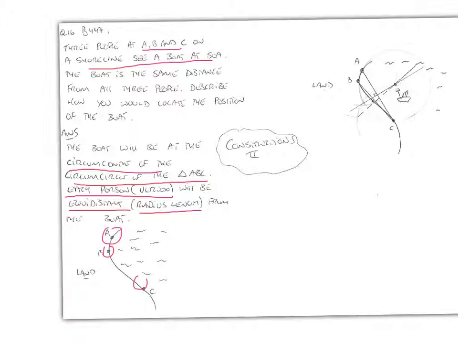So here is our triangle ABC, and we find the perpendicular bisector of two sides. That's for AC, and this one is for BC, and where they intersect is the circumcenter of the circle that the three points are on. So they're all a radius length away. The boat is a radius length away from points A, B and C.